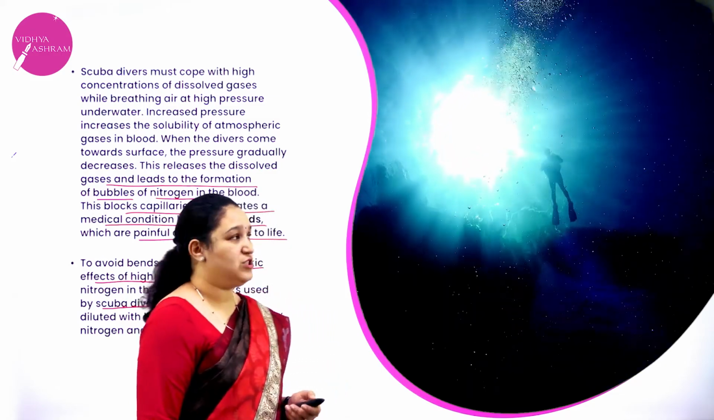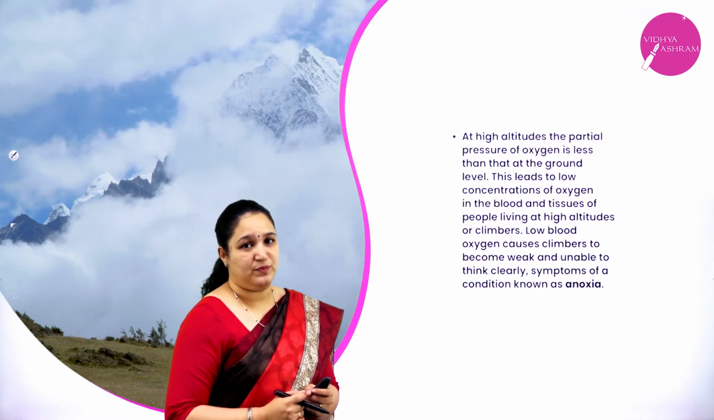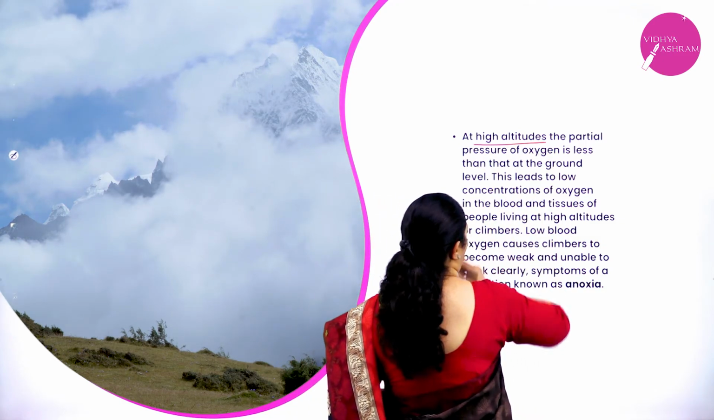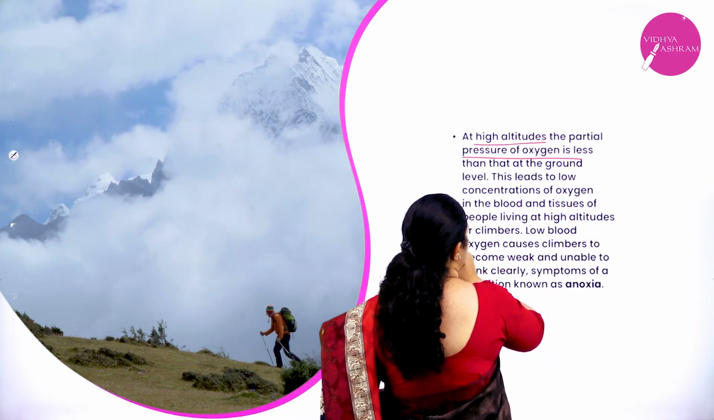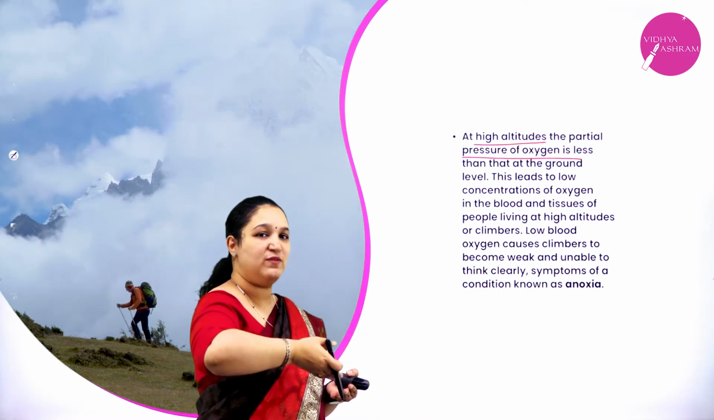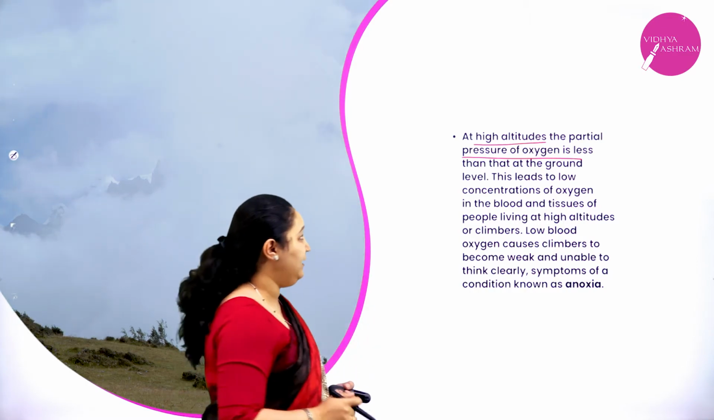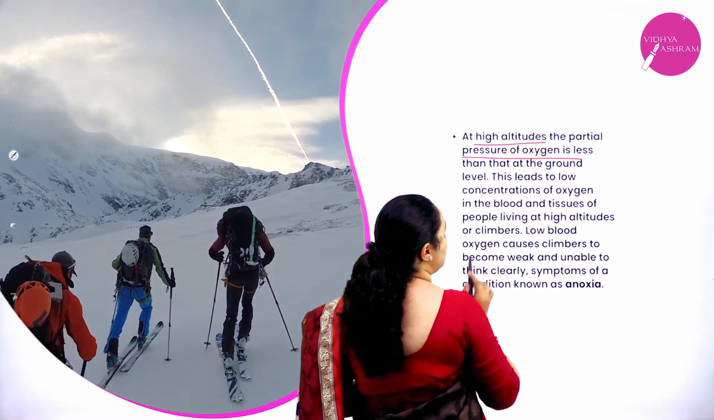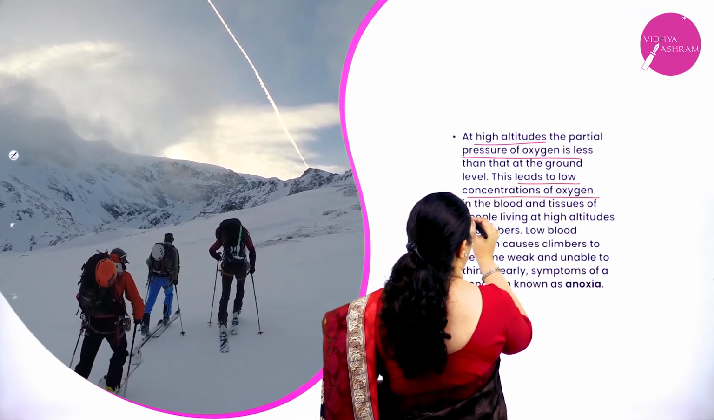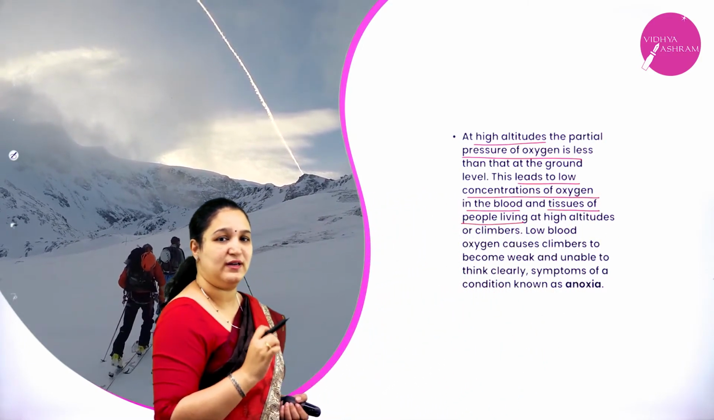There is one more application, that is in mountain climbers. What happens at a high altitude? The partial pressure of oxygen is less than that of the ground level. As we go higher from the sea level, as we move up in the altitude, the pressure goes on reducing and the pressure of oxygen is very less than that of the ground level. This leads to low concentration of oxygen in blood and tissues of people living at high altitude or climbers.